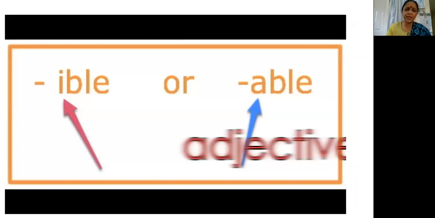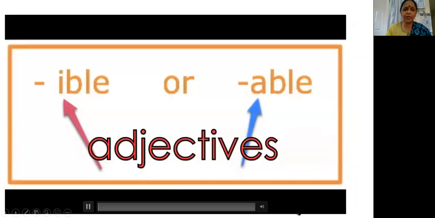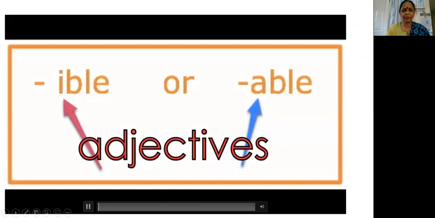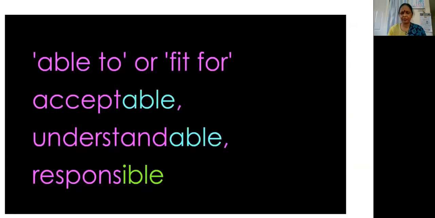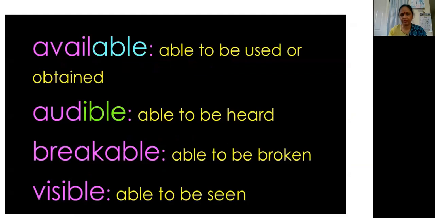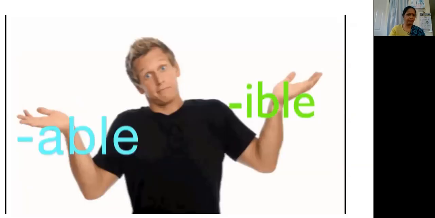Here we go. They're both common spelling patterns for adjectives and usually sound the same. They mean able to or fit for, as in acceptable, understandable, responsible. And these following words mean able to be: available, available to be used or obtained; audible, able to be heard; breakable, able to be broken; visible, able to be seen. So when do we use ible and when do we use able endings? So is it understandable, terrible, dependable?